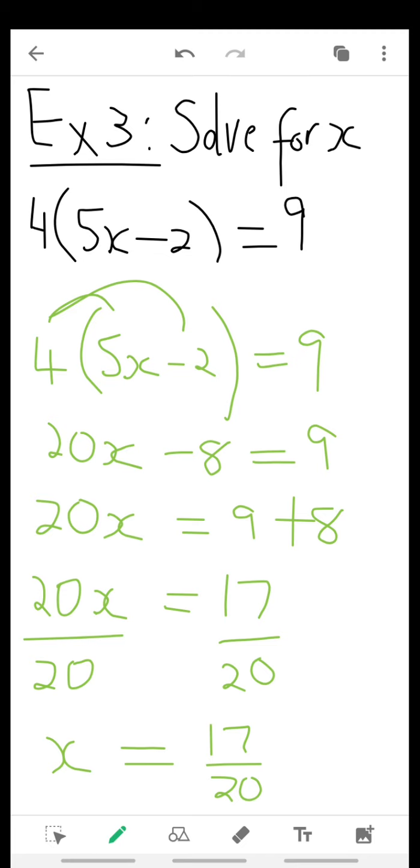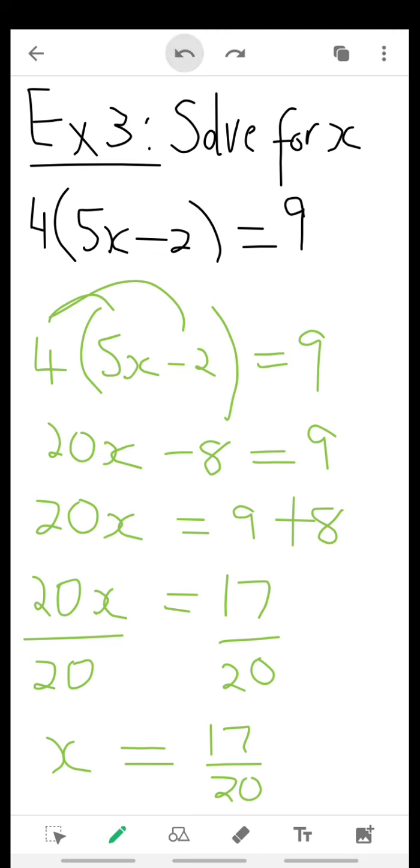Solve for x. We are given this equation, okay? So remember, in chapter 8, I said to you, if there's a number in front of the brackets, you're going to multiply it with all the terms inside the brackets, okay? So this will be 4 times 5x, which will be 20x. 4 times negative 2 will be minus 8, all equals 9.